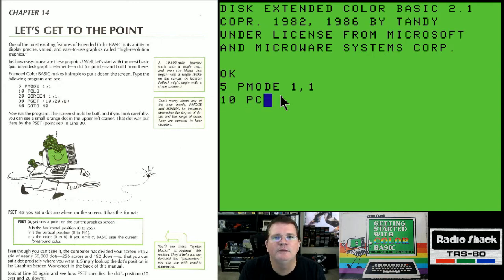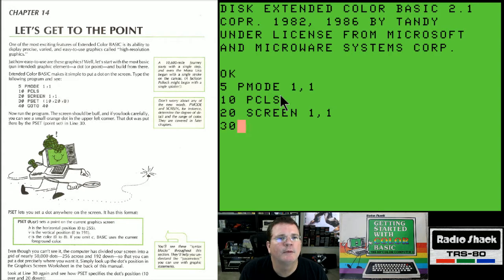Okay, 10 is PCLS. So you recall we've done CLS, where we can clear the text screen. Because we now are going to clear a graphic screen, we need to do PCLS to clear the page of graphics. 20, screen 1, 1. And again, there's a way to do this, and I don't remember the different screen modes, but I think 1, 0 would do one color set and 1, 1 would do the other. We're going to have to be reminded.